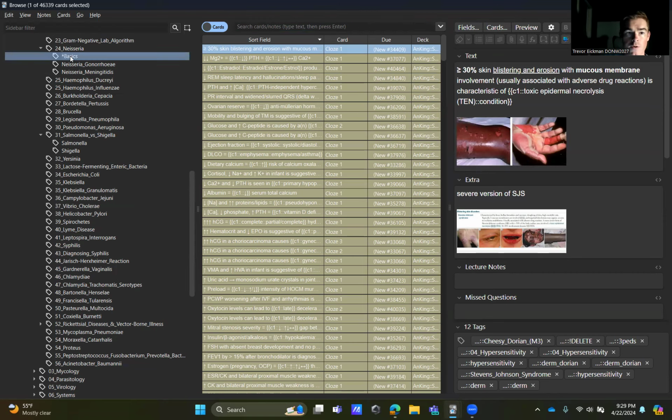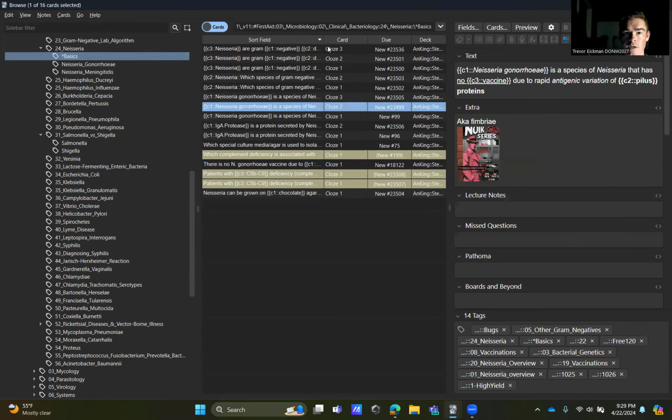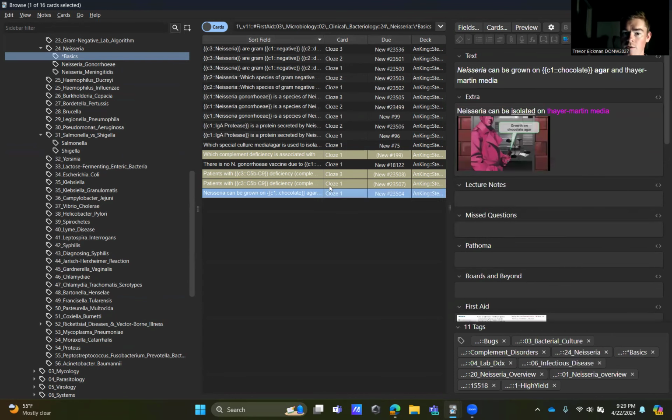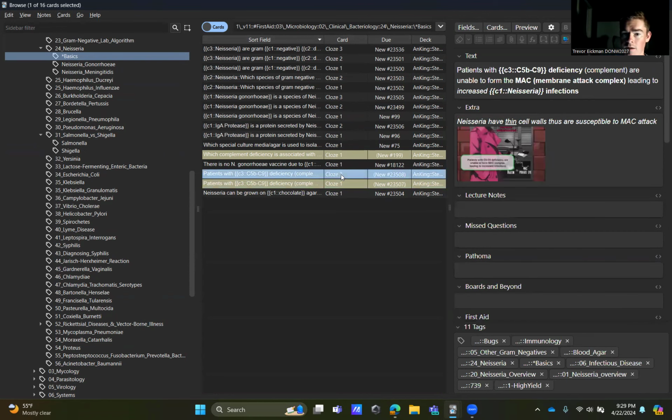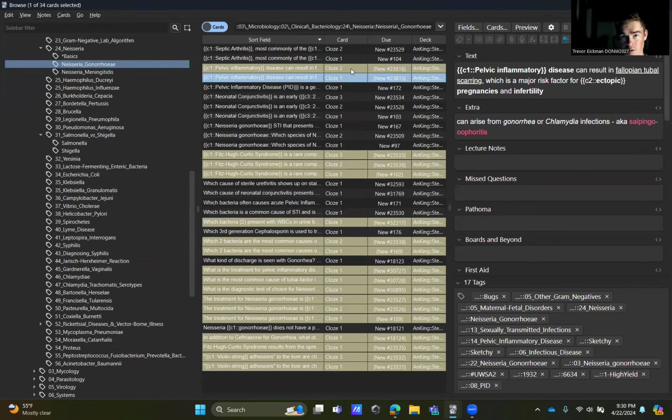So we're going to be in Neisseria 24 first, and like I said, under clinical bacteriology. So we'll start in basics, and then make sure your cards are organized the same as mine with the sort field arrow pointing down. You want to activate all the cards here, and then you can come down and deactivate the second, third, and fifth coming up from the bottom. So specifically talking about the membrane attack complex and the complement factors being deficient. That's just the hyper-specific that I didn't think we needed for our lecture, but it might be good for boards.